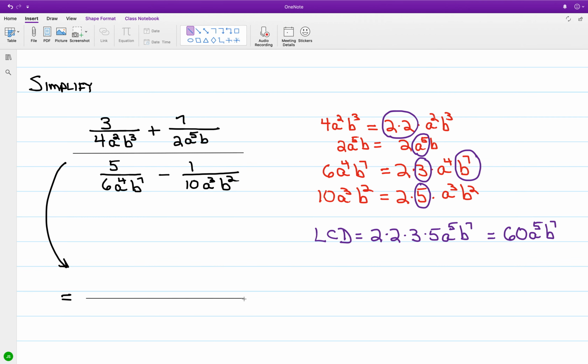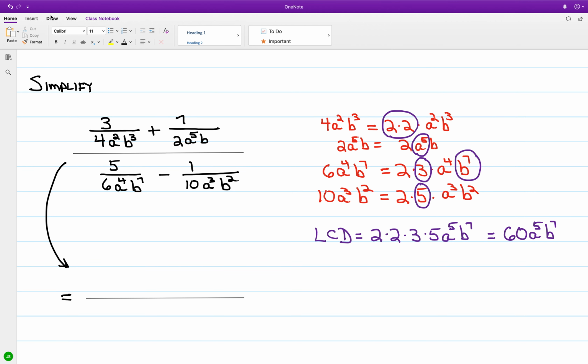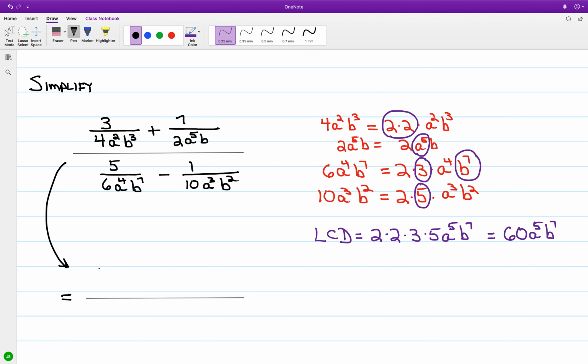So if I raise the fractions, now there are various ways that you can simplify, but I just want to keep this in line with what we have done earlier. So you got 3 over 4, a squared, b to the 3rd. And again, I'm going to put this in terms of the least common denominator. So 4 into 60 is going to be 15. And for a squared b cubed, a squared into a to the 5th, so we have a to the 3rd, and b cubed into b to the 7th, that's going to be b to the 4th.